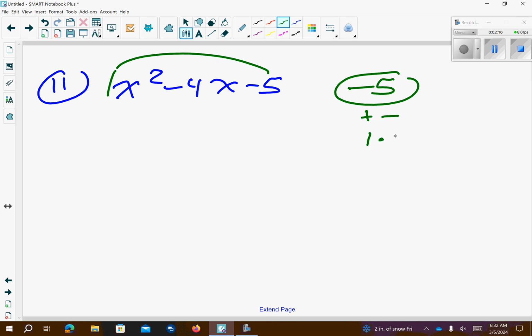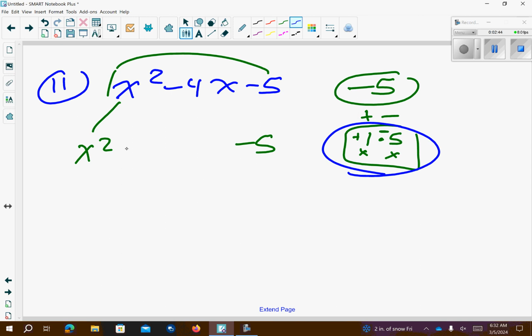So the only way I'm going to get 5 when multiplying two numbers together is 1 times 5. And let's see, I want these to be able to add up to negative 4. So I'm going to have negative 5x and positive 1x. If I add those together, I will get that negative 4. So bring your endpoints down, and then fill these in with your middle. So watch your signs.